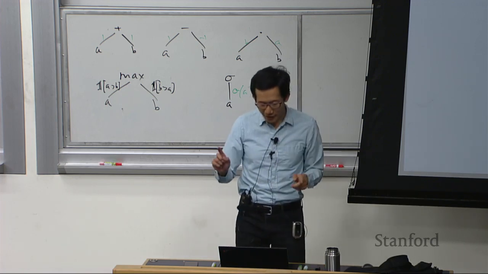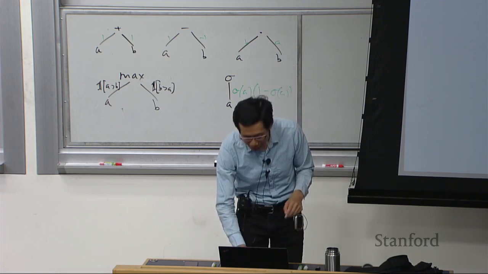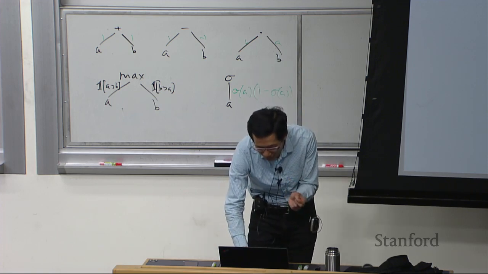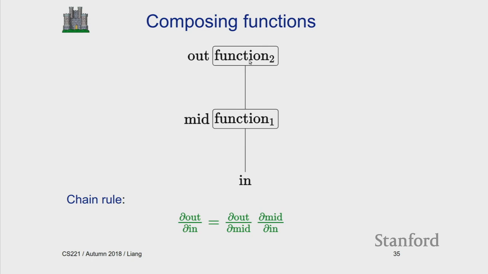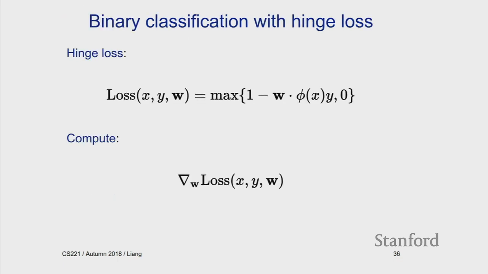One other ingredient is that if you're composing functions, so suppose I take an input and send it into one function and then it goes into a second function, what is the partial derivative of out with respect to in? It's just the product of the partials. So if there's a gain of 2 here, for every unit you put in, you get 2 out, and then for every unit of that, you get 3 out, then for every unit of 1, you get 6 out. That's the intuition.